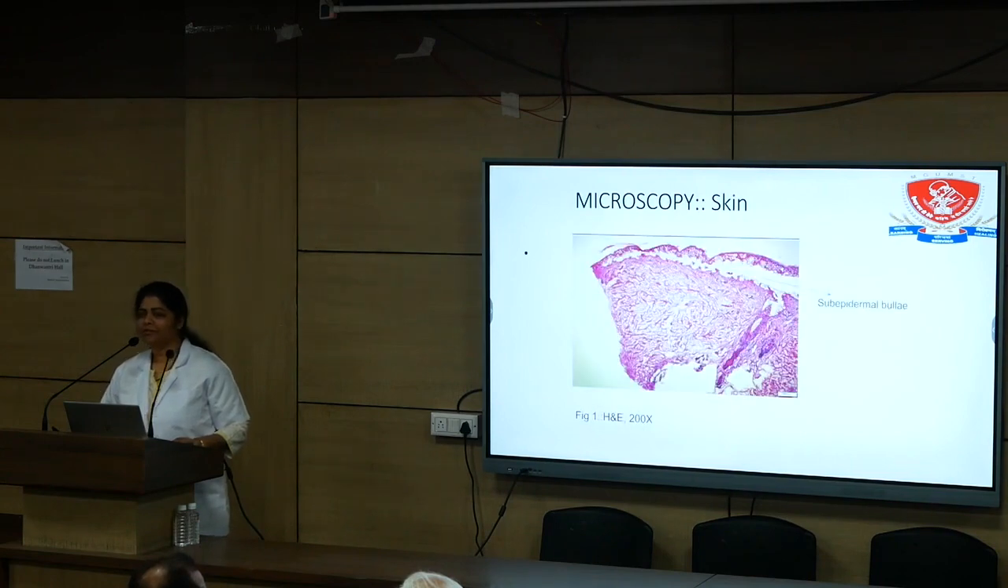So we received a 3 mm punch biopsy in our department. The biopsy is processed and the slides were prepared. This is a microscopic examination of the slide, H&E stain section. So here, as we can see, this is the epidermis and this is the dermis, and there is a split between the epidermis and dermis, leading to a subepidermal bulla formation.